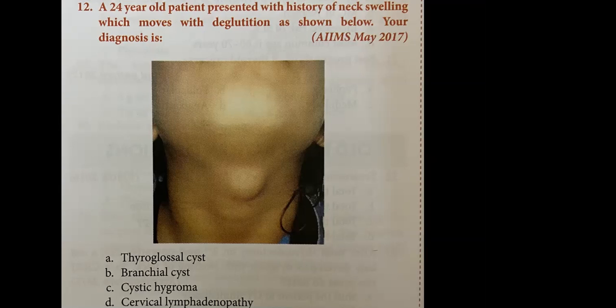So here in this diagram, the swelling is located in the vicinity of the hyoid bone. Usually it is located in the midline, usually to the left of the hyoid bone. So this should be remembered. This is an important question.